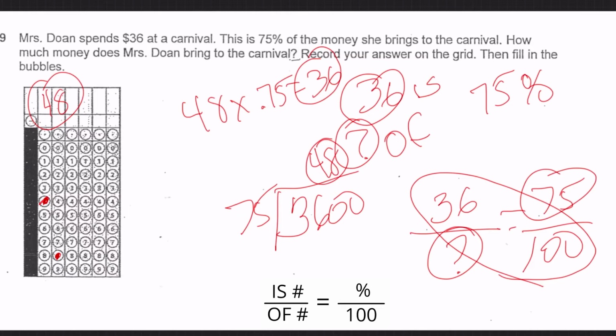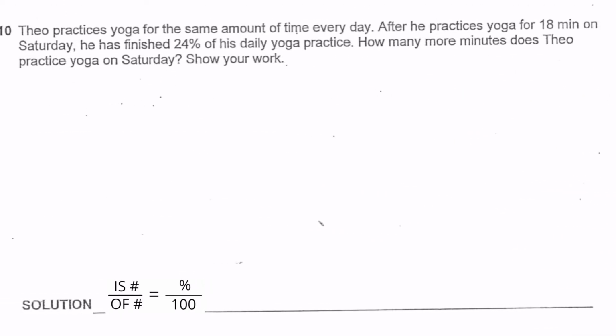All right, on to question 10. All right, let's look at question number 10. Question 10 says, Theo practices yoga for the same amount of time every day. After he practices yoga for 18 minutes on Saturday, he has finished 24% of his daily yoga practice. So we're saying we don't know how long he practices on Saturday or every day, but the 18 minutes that he did practice is 24% of his daily yoga practice.